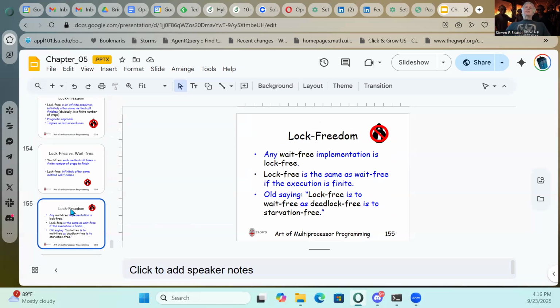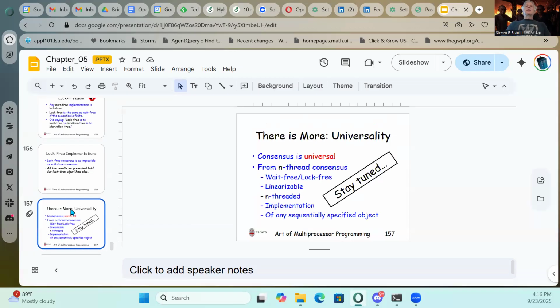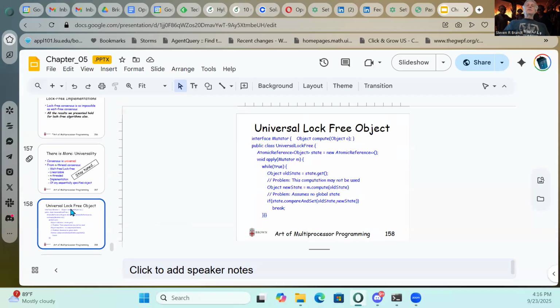Old saying: lock free is to wait free as deadlock free is to starvation free, which I think you can understand from that table, right? It's a question of fairness. Lock-free consensus is as impossible or difficult as wait-free consensus. And all the results we presented hold for lock-free algorithms also. Universality, who cares about that?